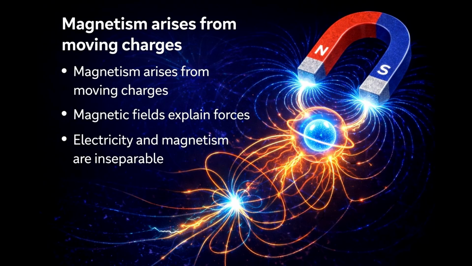Magnetism originates from moving charges and is described by using magnetic fields. Magnetic forces act through space, not direct contact. Electricity and magnetism together form the foundation of electromagnetic theory.